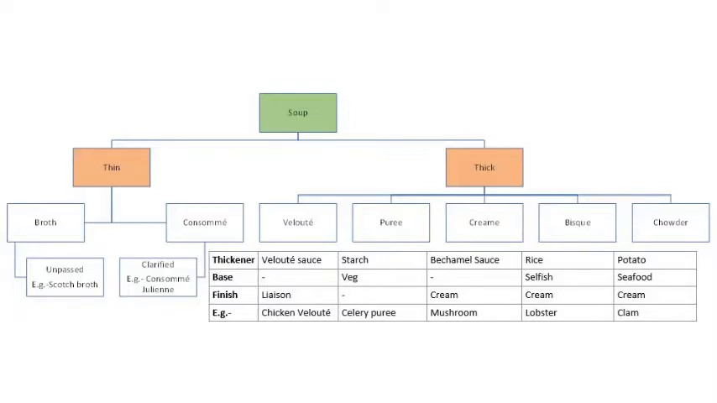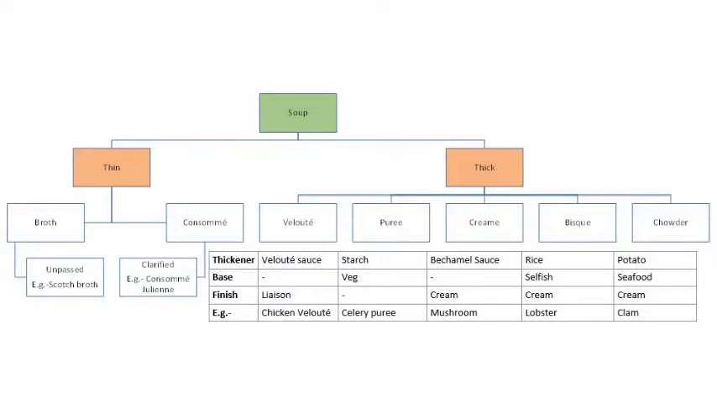Thin soup can be further classified into two types, broth and consomme. Broths are soups which cannot pass through a strainer because of its ingredient. An example of broth is Scotch broth.